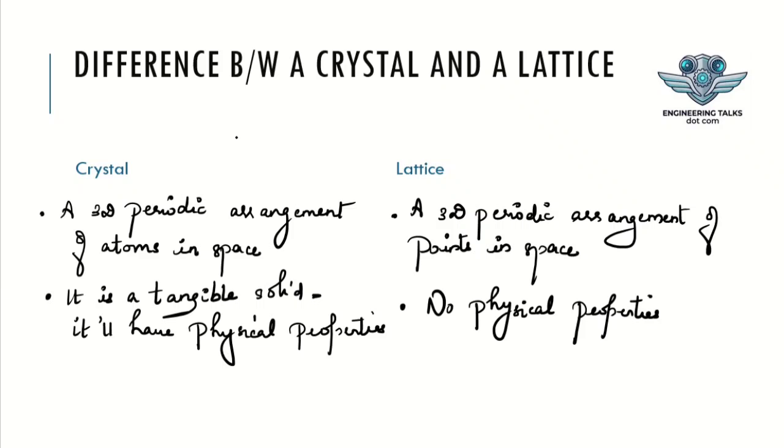Since a crystal exists physically, we can weigh a crystal, we can measure its density, we can measure its thermal or electrical conductivities, which is not possible in the case of a lattice because it is a concept. It is used for visualizing symmetry and unit cells. So we can note down that difference as well. So crystal exists physically.